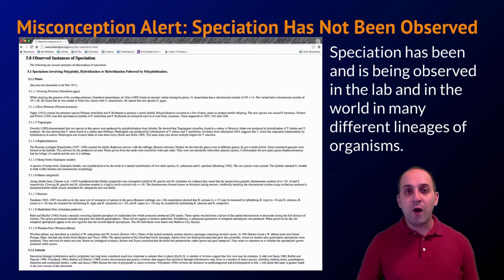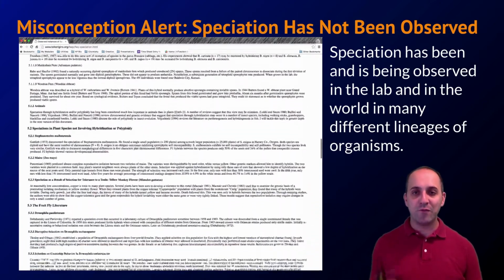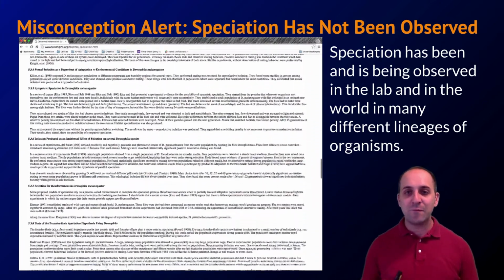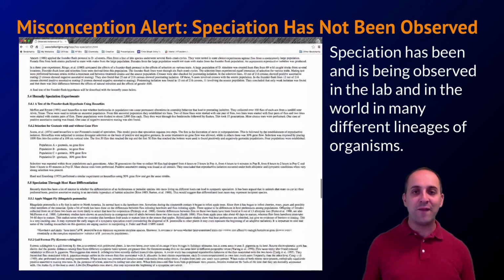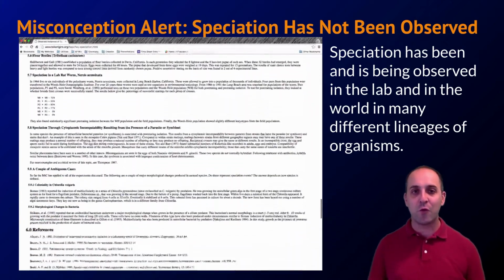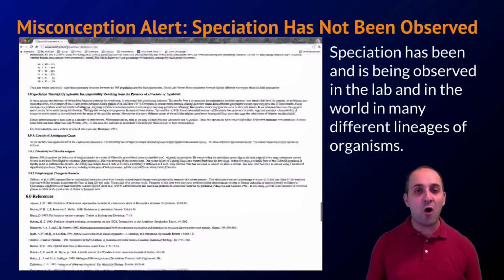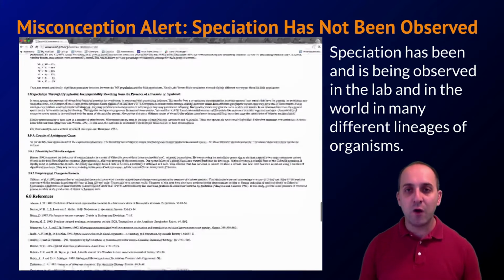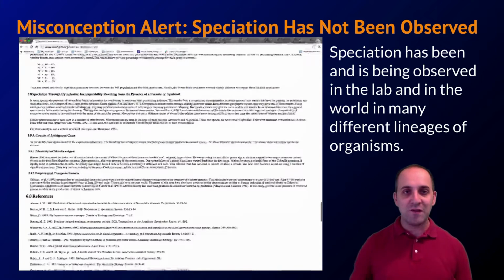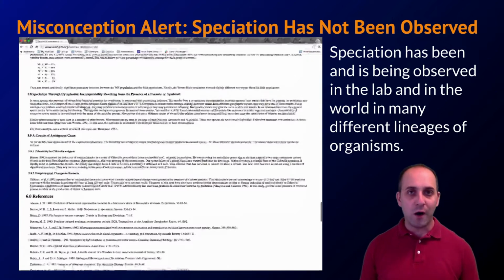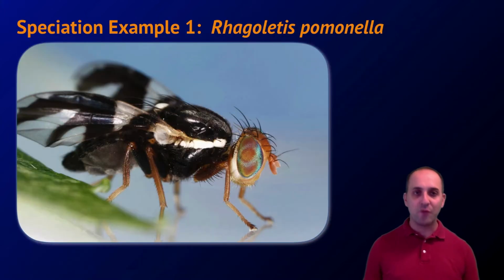So I want to pause here and talk about one quick misconception, and that's this notion that speciation has never been observed. Speciation absolutely has been observed, and it's being observed right now, both in the lab and in the world, in many different lineages of organisms. And this website has a list of all of the speciation events that have been observed or have been studied over the time that people have been looking for them. So it's an absolute misconception, and if you ever hear somebody saying that nobody's ever seen speciation occur, they are incorrect in that thought.